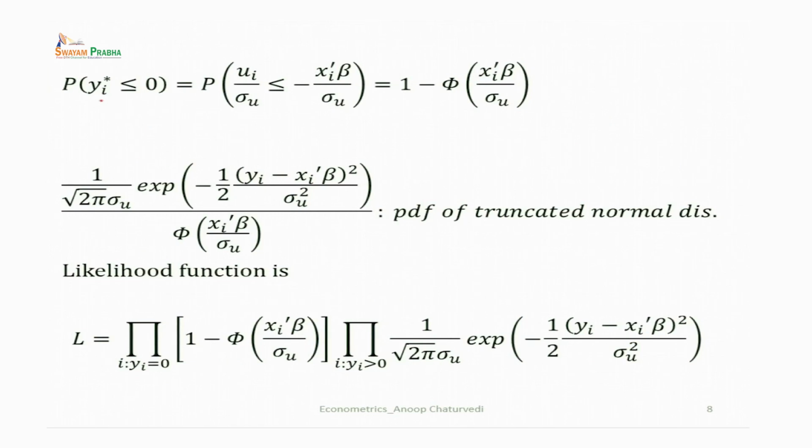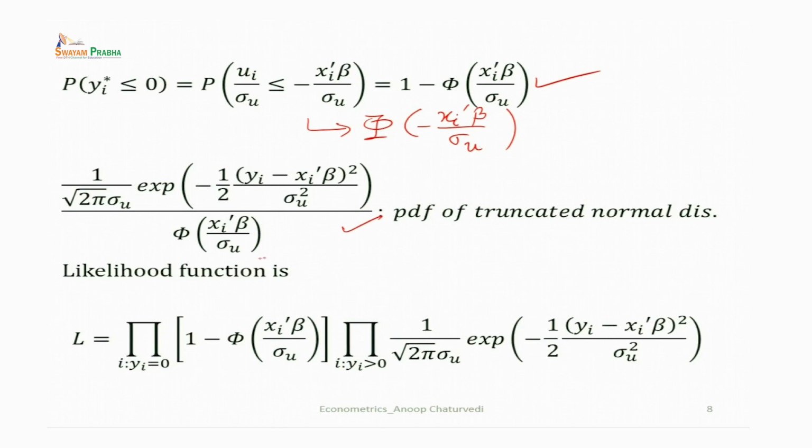Again, the probability that y_i star is less than or equal to 0 is equal to the probability that u_i upon sigma_u is less than or equal to minus x_i transpose beta upon sigma_u. Again, using the property of the normal distribution, this is equal to capital Phi of minus x_i transpose beta upon sigma_u, which is equal to 1 minus capital Phi of x_i transpose beta upon sigma_u. So, you get this term. Actually, this is the PDF of the truncated normal distribution.